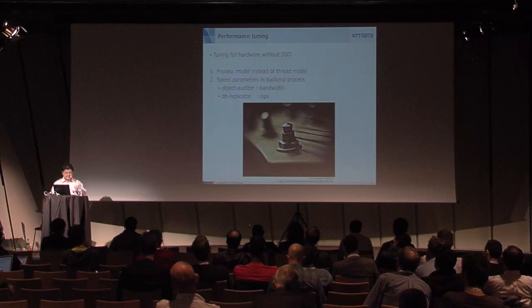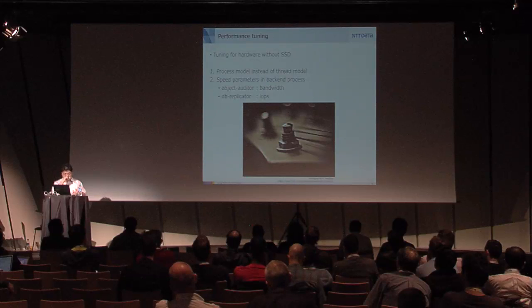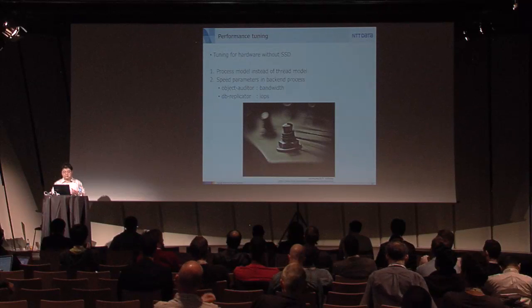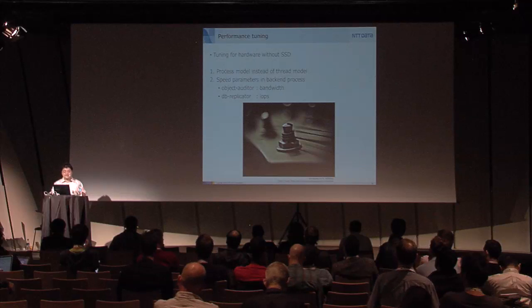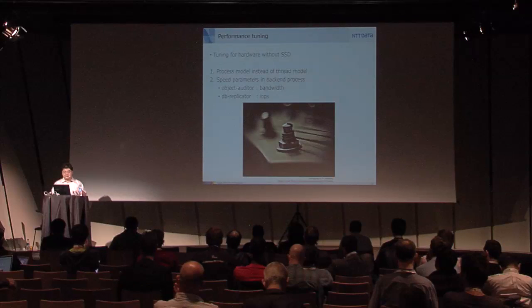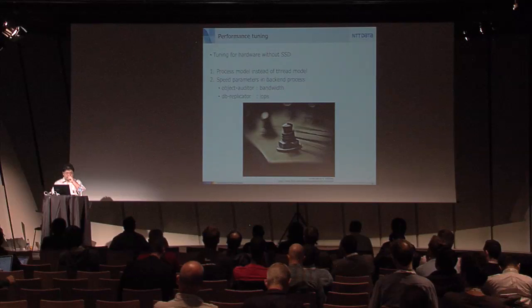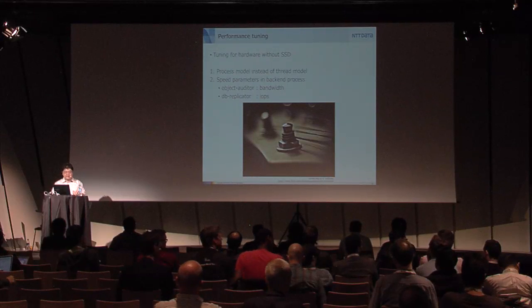Green threads switch context effectively for network I/O, input output, but don't switch for disk I/O. So when you use hardware with low disk I/O, performance of disk often becomes a bottleneck of the whole performance, and green threads sometimes get stuck for disk I/O processing. To avoid this, we use the process model, and now the scheduler effectively switches the context for disk I/O. The second point is speed parameter in backend process.